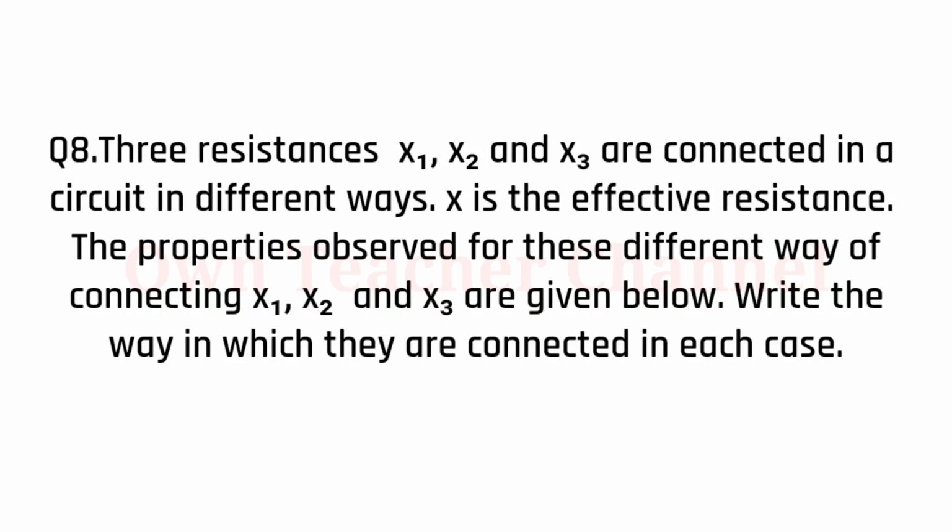Question 8. Three resistances X1, X2 and X3 are connected in a circuit in different ways. X is the effective resistance. The properties observed for these different ways of connecting X1, X2 and X3 are given below. Write the way in which they are connected in each case.